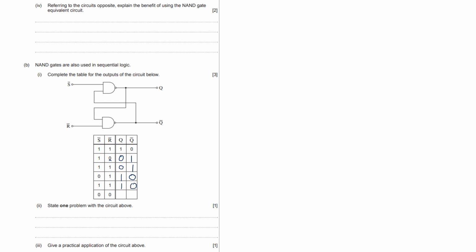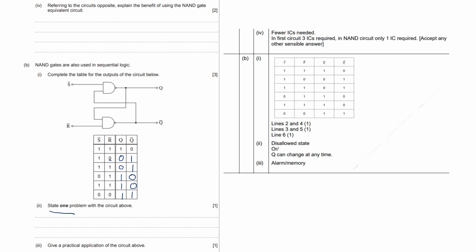The last one, S and R both go low. That's the unused state. That's when Q and not Q would both become logic 1s, which doesn't make any sense, does it? So you can't set and reset at the same time. In fact, the next bit, state one problem with the circuit above. The idea is that Q and not Q are both logic 1s, which is kind of an undesirable state. It's an unused state. You wouldn't use it in that state. As you can see on the mark scheme, it says a disallowed state.